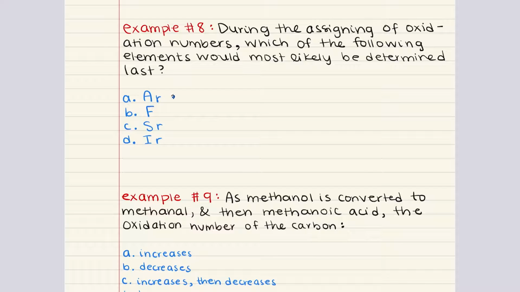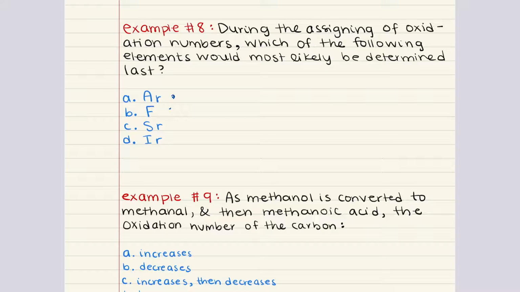A says argon. Argon is a noble gas. It typically does not form compounds. So when it's present in a reaction, it's usually going to have an oxidation state of 0 because it's going to exist in its elemental form. B says fluorine. Fluorine can have an oxidation state of 0 when it's on its own or -1 in a compound. This can be usually determined first, so it's not what we're looking for.